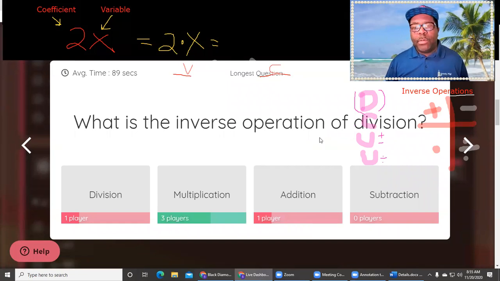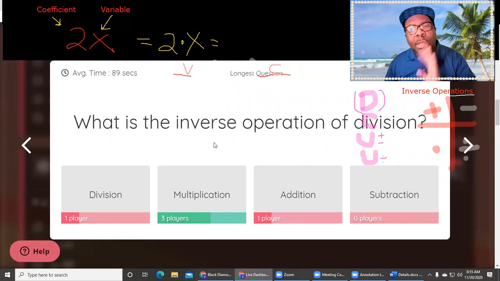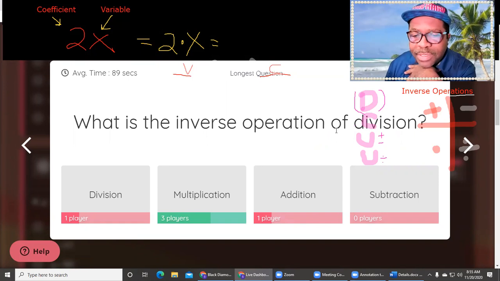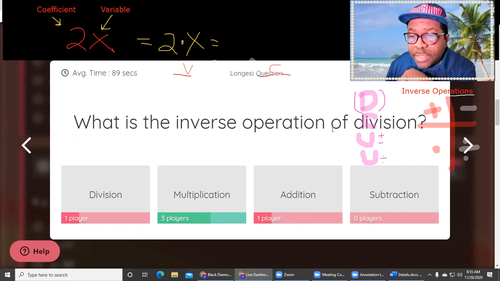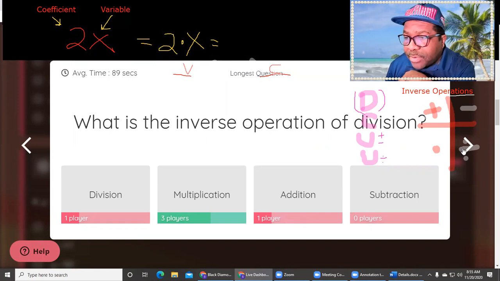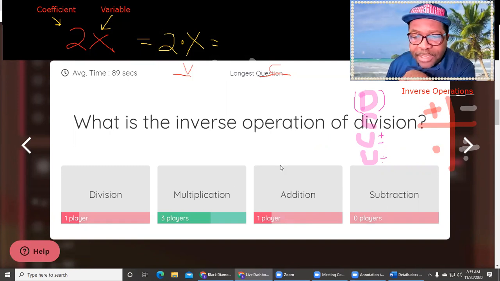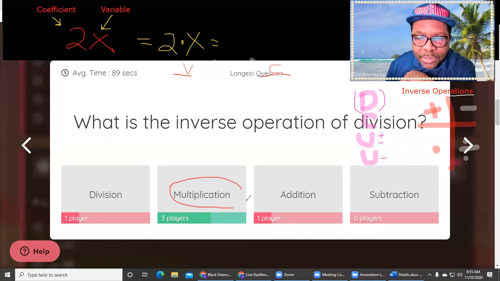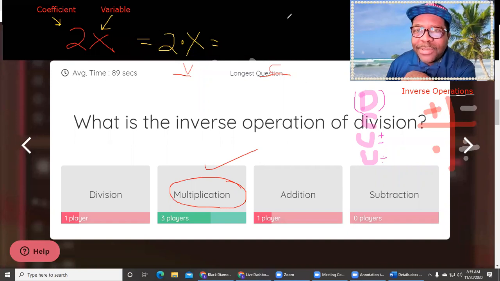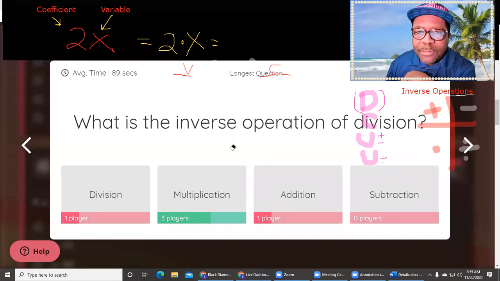Okay, what is the inverse operation of division? If we look on our chart here, the inverse of addition is subtraction. The inverse of multiplication is division. So what's the inverse operation of division? The opposite or inverse of division is multiplication. And as you can see here, the correct answer was multiplication. Okay, good.